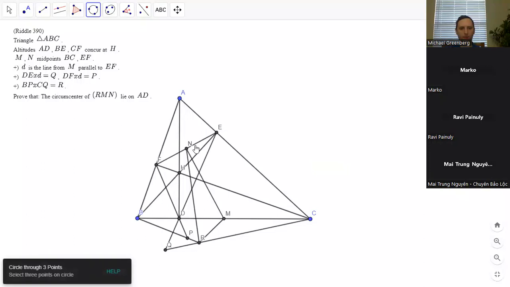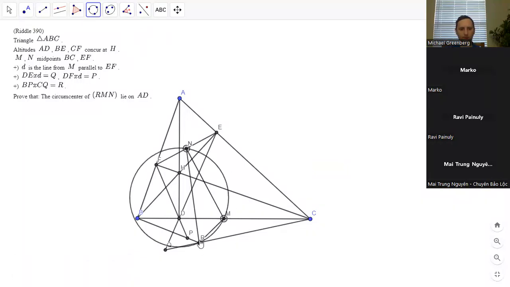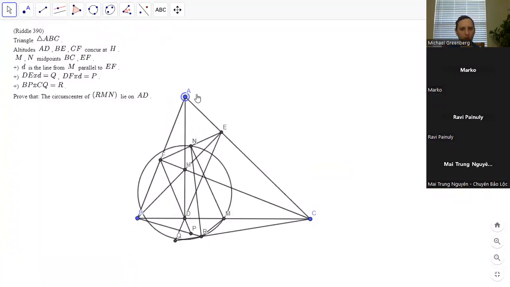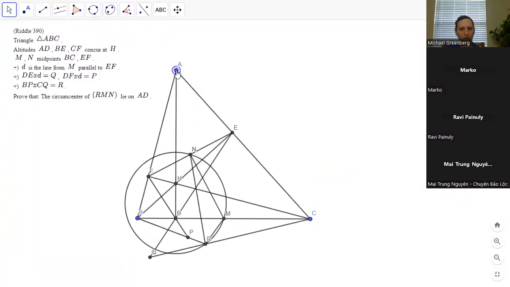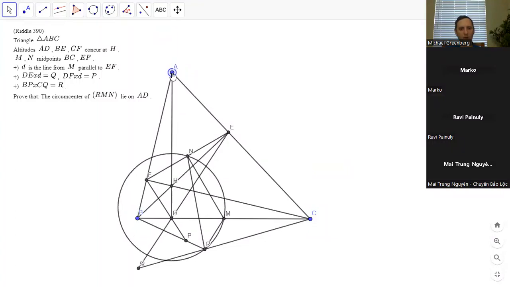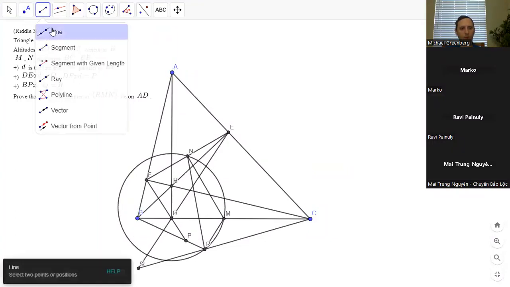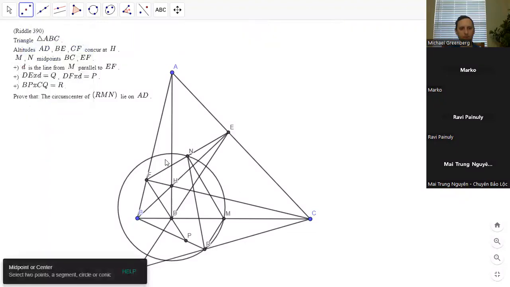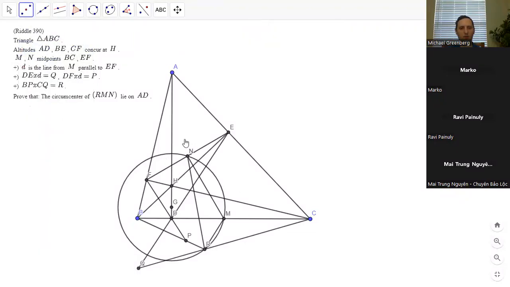I mean to do that. So I wonder if AD passes through this point. I don't think it does. No. It's interesting. So G is the circumcenter. Maybe there's something special about G.